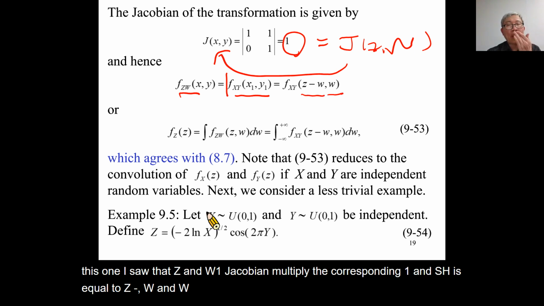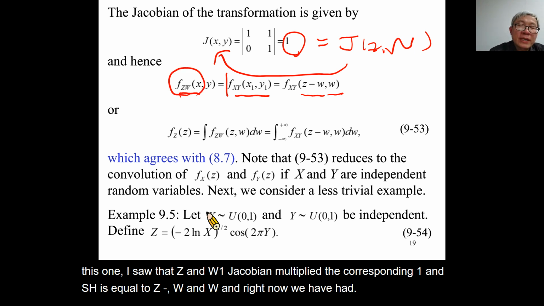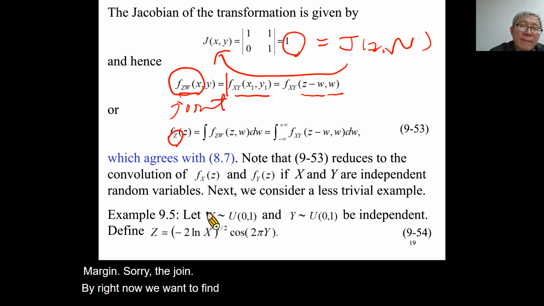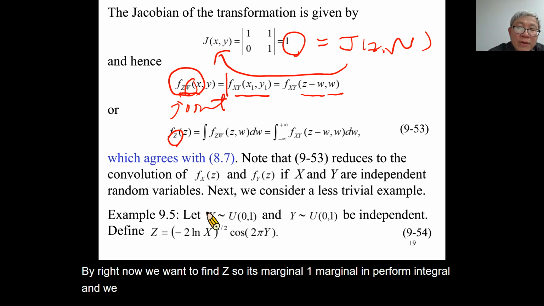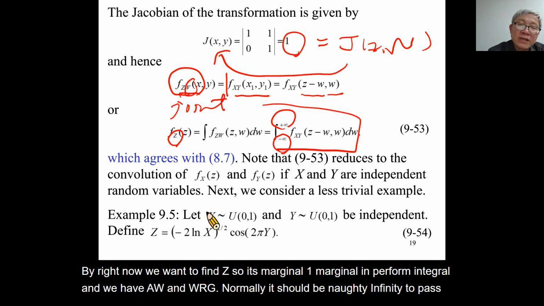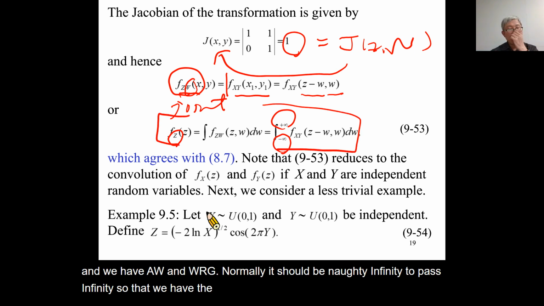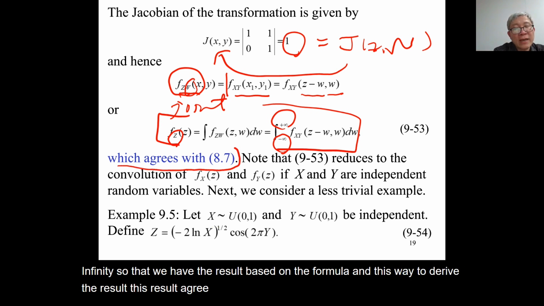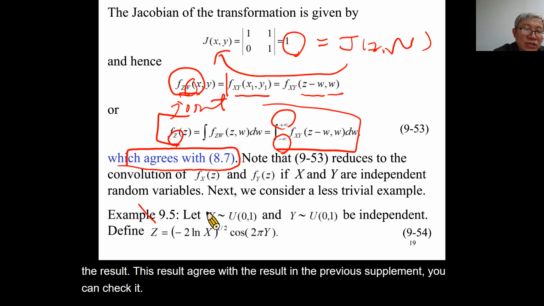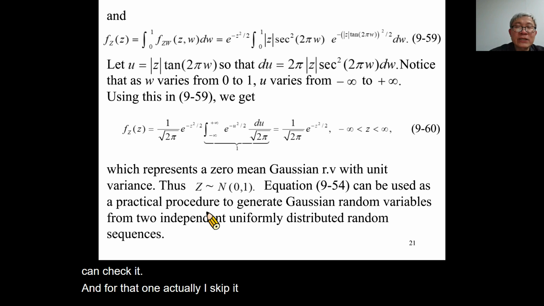And right now we have the joint. But right now we want to find Z, so it's marginal 1. Marginal 1, perform integral. And we have a W. And W normally should be negative infinity to positive infinity. So that we have the result based on the formula. And this way to derive the result, this result agrees with the result in the previous supplement. You can check it.